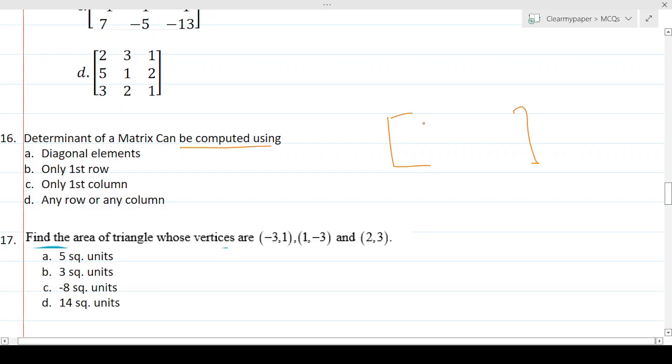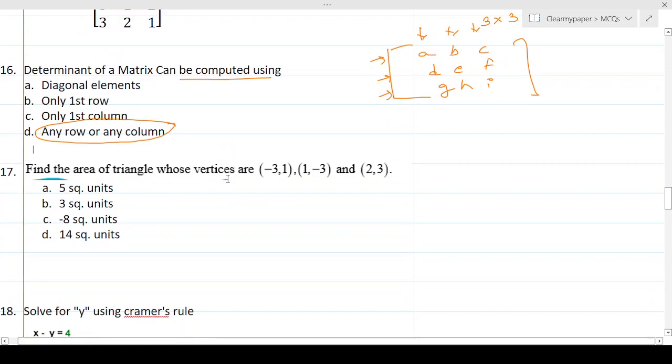So let's say we have a determinant, let's say A, B, C, D, E, F, G, H, I. To compute the determinant, it does not change. You can take any row. This is a 3 by 3 matrix. We have got 3 rows and 3 columns. You can take any one of these 3 rows, or you can take any one of the 3 columns. So the determinant does not change. So we have the option to choose any row or any column to find the determinant, and looks like option D best fits our answer over here, any row and any column.